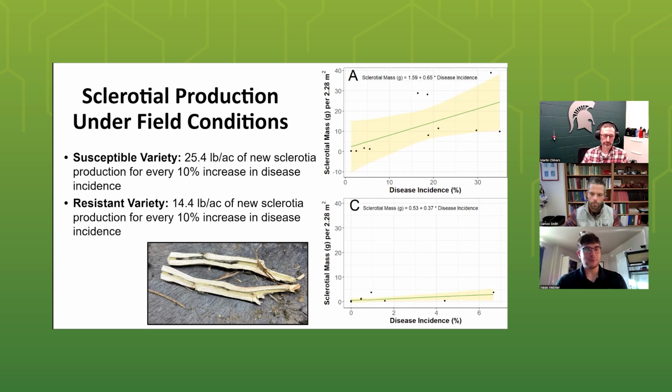Now, thinking about it from a resistant side, there are going to be fewer sclerotia, about 14.4 pounds of new sclerotia for every 10% increase in disease severity or disease index incidence here. And so this is just another portion of the story that is oftentimes not discussed: the amount of new sclerotia put back into that field.